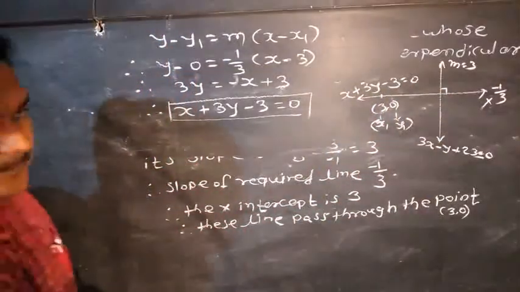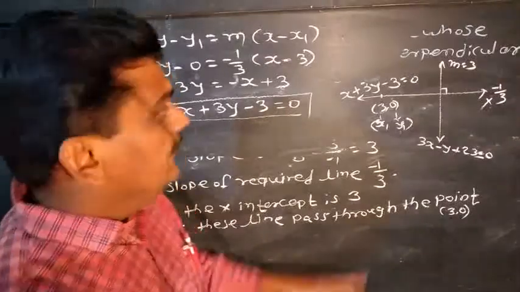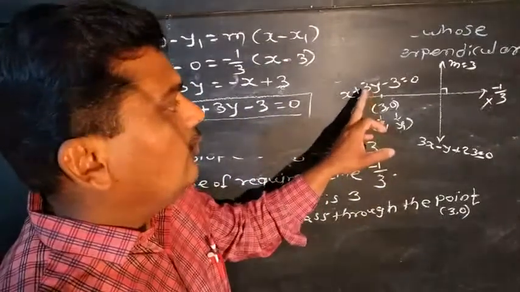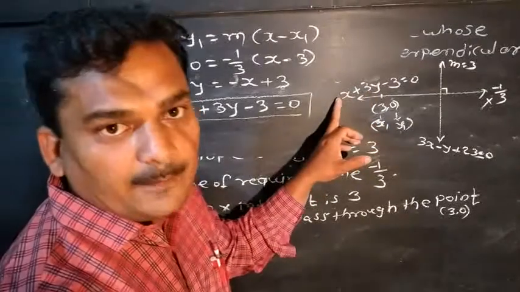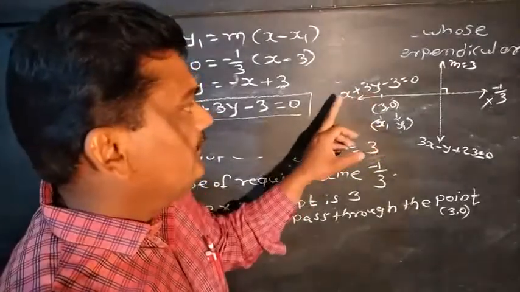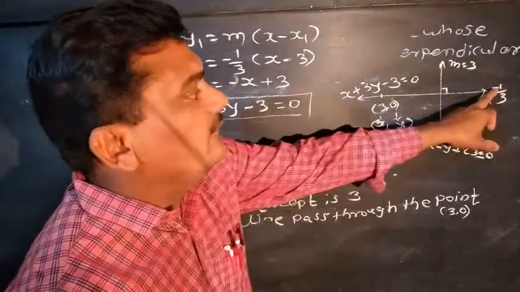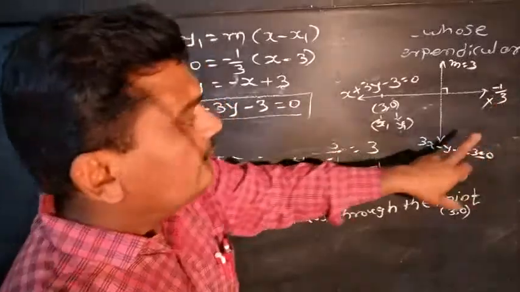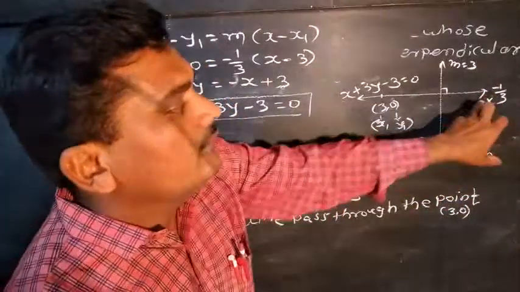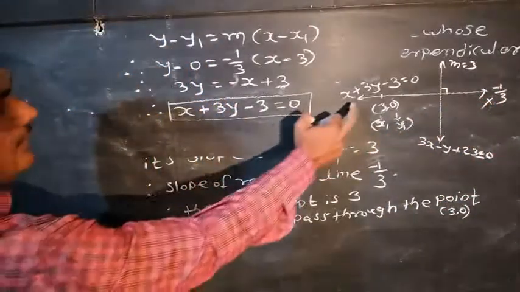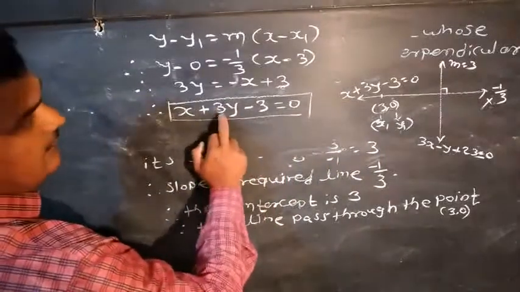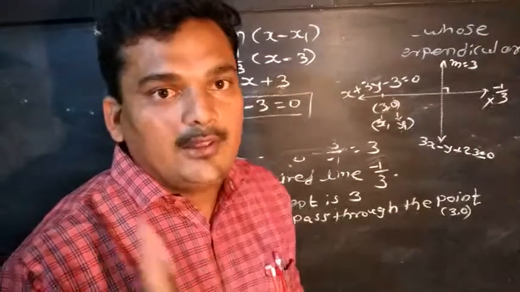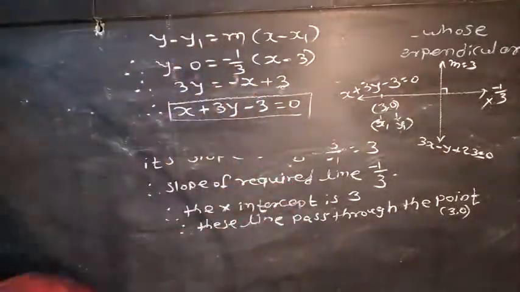Next, check the answer with the help of this equation. The slope of this line is minus a divided by b. Minus a value is minus 1 and divided by b value is 3. Therefore, our condition is verified. This is the required equation of this line, and the answer is correct.